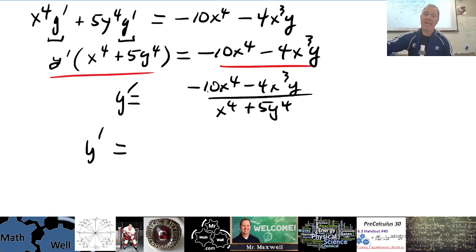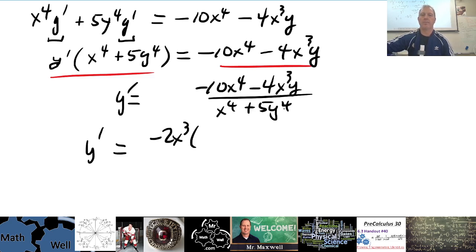I can take out a negative 2x cubed out of this top expression. Oh, that just disappeared. Are you kidding me? Come on, computer. Keep up with me here today. So what's left over is going to be a positive 5x, and a positive 2y.